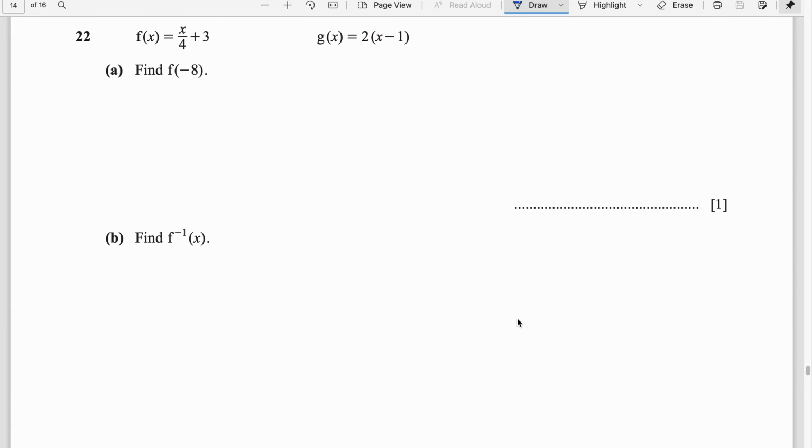Question number 22. Find f of minus 8. So we just plug it in the given formula. Minus 2 plus 3, that is 1.